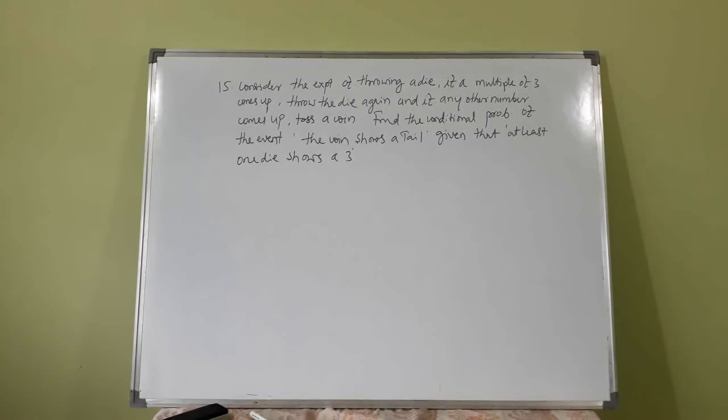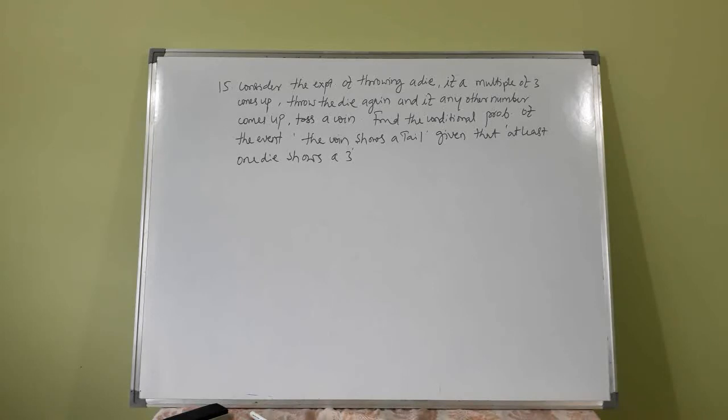Consider the experiment of throwing a die. If a multiple of 3 comes up, throw the die again, and if any other number comes up, toss a coin. While throwing a die, if you get a multiple of 3, then you have to toss the die again and note the outcome. If it is other than 3, you have to toss the coin. Find the conditional probability of the event.